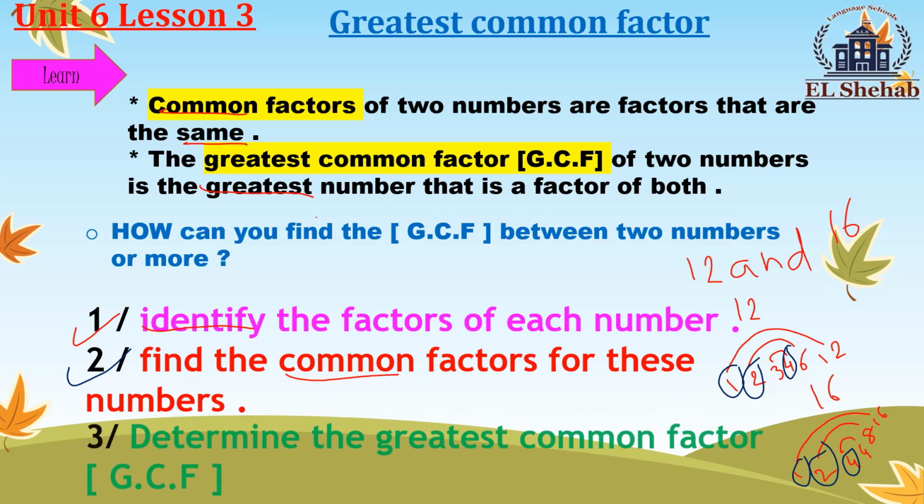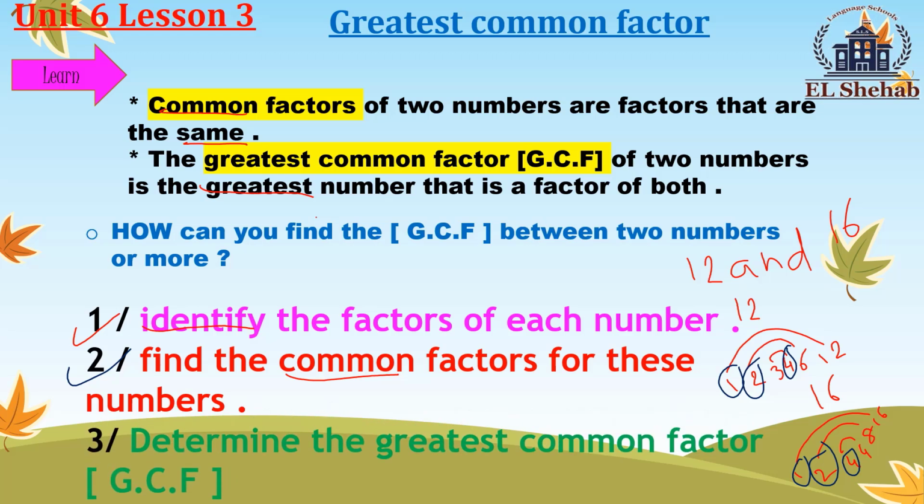Step number 3. What do we have to do? Find the greatest common factor. Which number is the greatest of those common? The 1 or the 2 or the 4? Of course, the 4 is the greatest common factor. So now we know that the greatest common factor is 4.